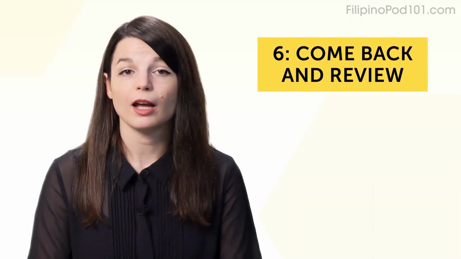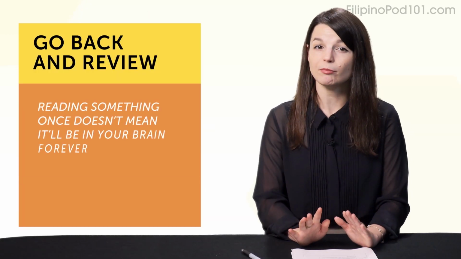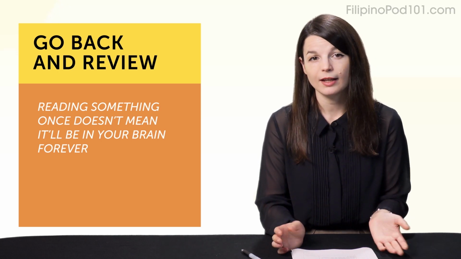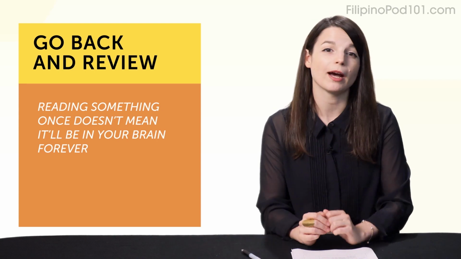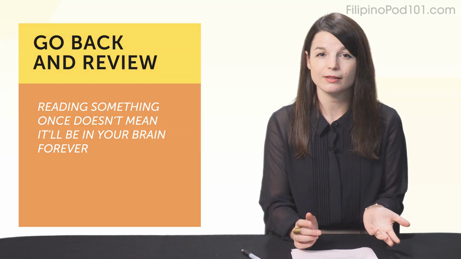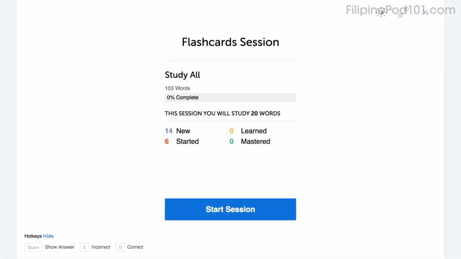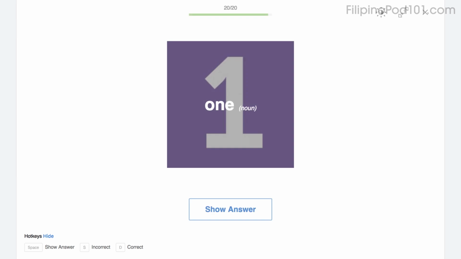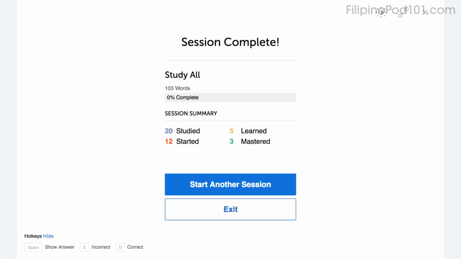Habit number 6, come back and review. That's because reading something once doesn't mean it'll be in your brain forever. So this is where reviewing comes in. In order to master grammar, words, or phrases, you must go back and review. How do you do this? Spaced repetition flashcards are a great example of this. A lot of language learners use these because with spaced repetition, you get to see words again and again over spaced periods of time, and that improves your memory.